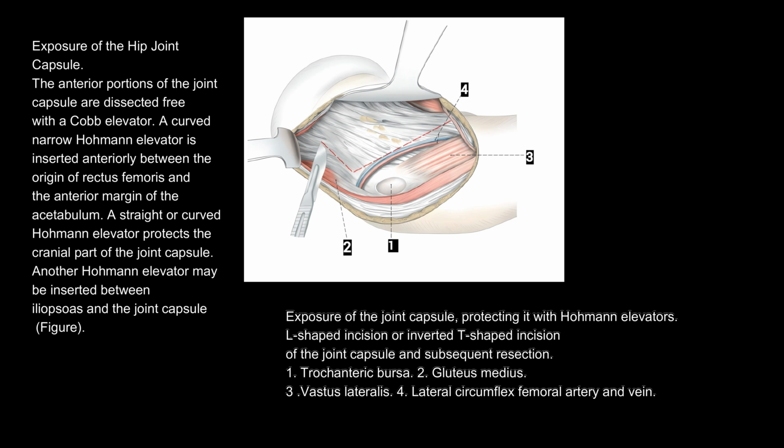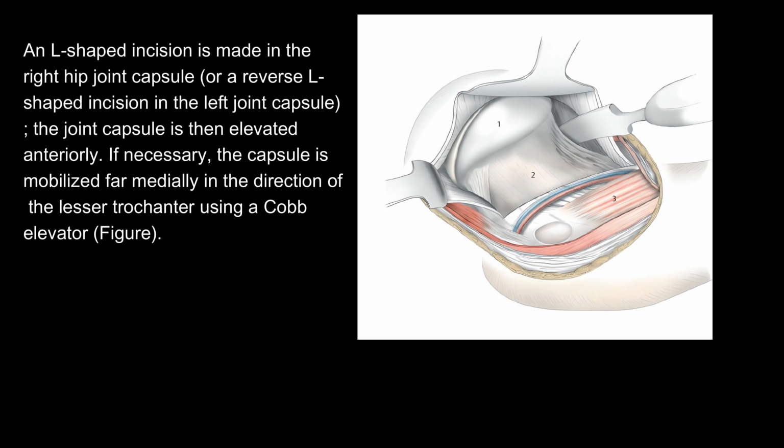L-shaped incision or inverted T-shaped incision of the joint capsule and subsequent resection. 1. Trochanteric bursa. 2. Gluteus medius. 3. Vastus lateralis. 4. Lateral circumflex femoral artery and vein. An L-shaped incision is made in the right hip joint capsule, or a reverse L-shaped incision in the left joint capsule. The joint capsule is then elevated anteriorly. If necessary, the capsule is mobilized far medially in the direction of the lesser trochanter using a Cobb elevator, figure.